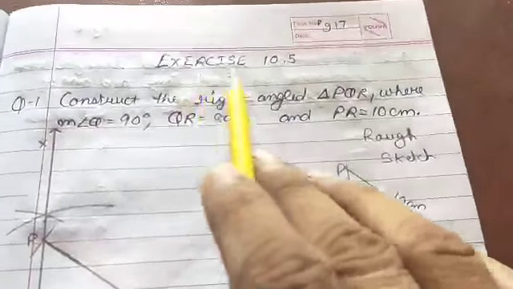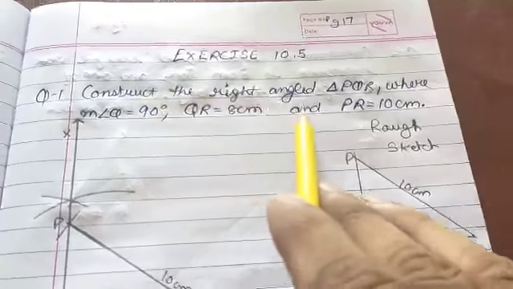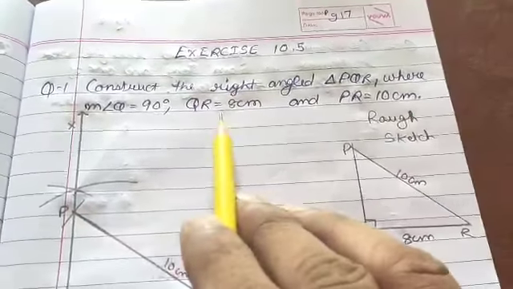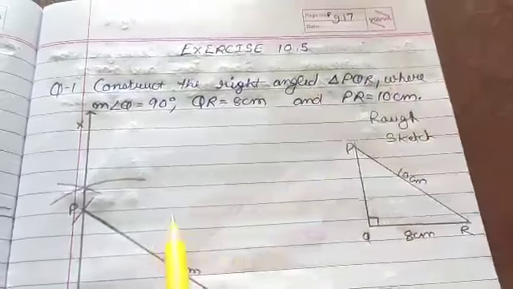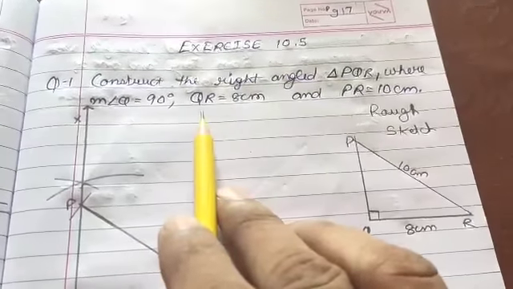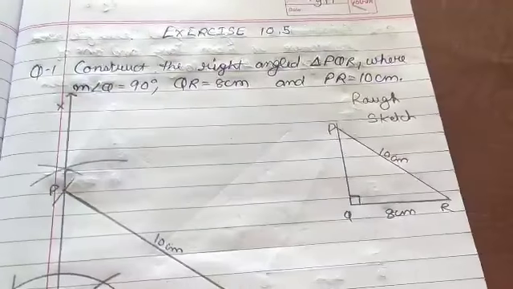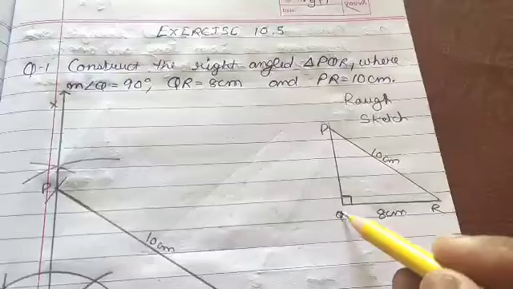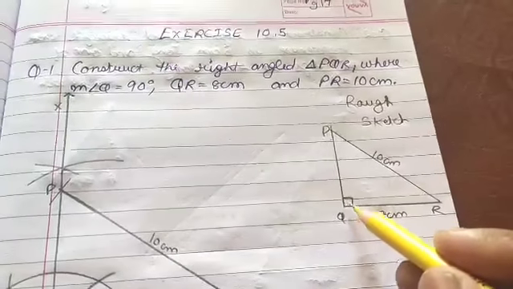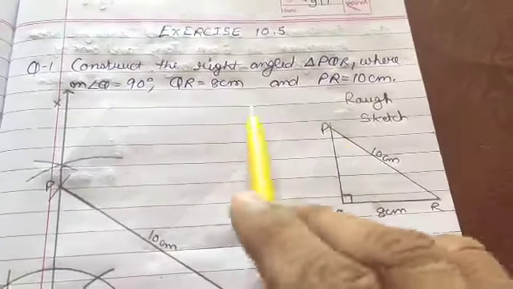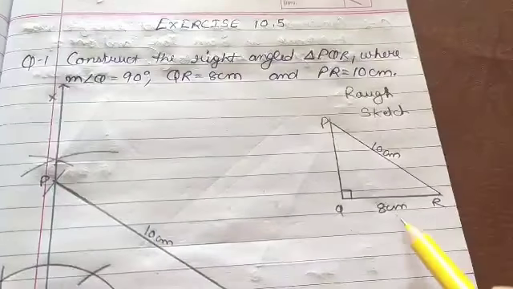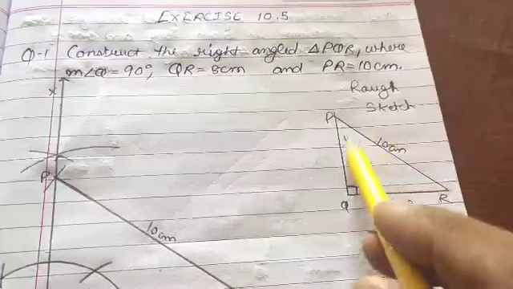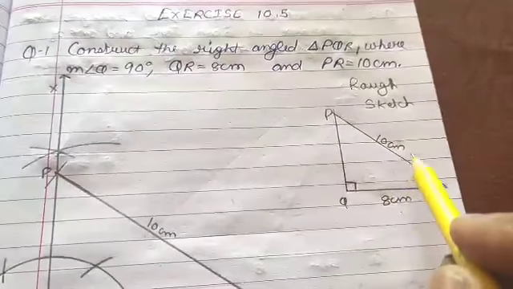Now let us start exercise 10.5. Construct right angle triangle PQR where measure angle Q equals 90 degree, QR equals 8 centimeter and PR equals 10 centimeter. So for this you need to draw a rough sketch first. So draw one right angle triangle in which Q is 90 degree. So place Q over here, write 90 degree over here. This is a symbol of 90 degree. QR is 8 centimeter, means base is 8 centimeter, and PR equals 10 centimeter, that is length of hypotenuse is given, that is 10 centimeter.